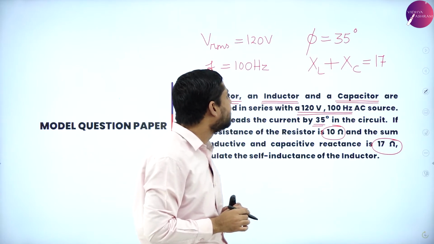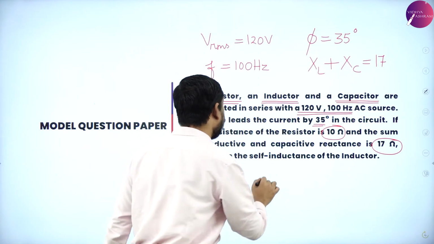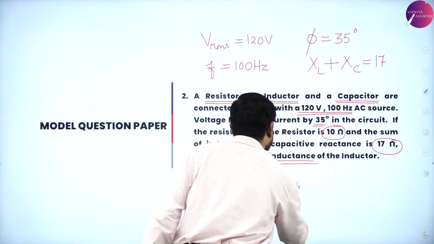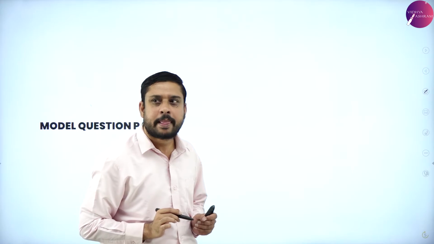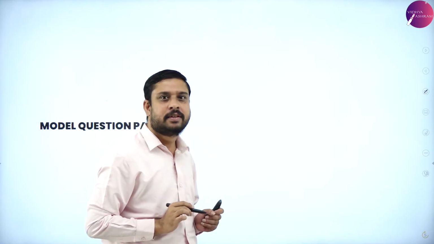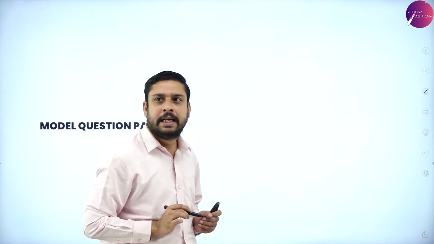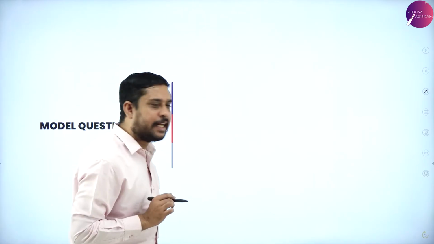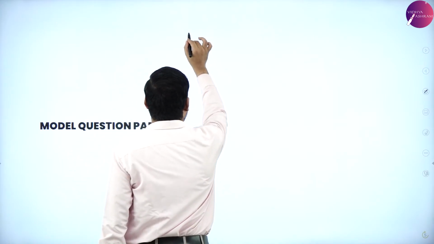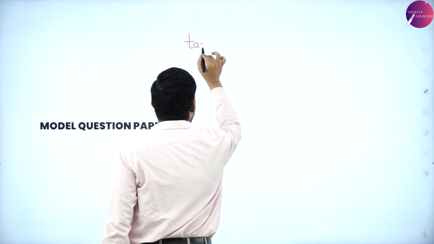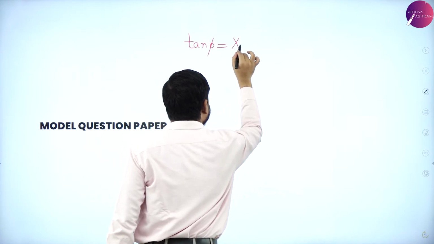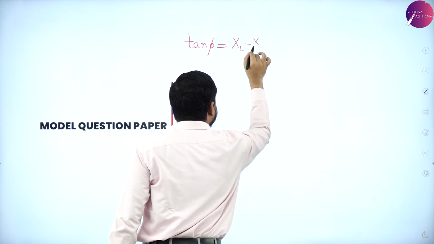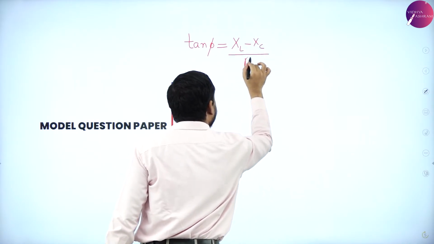With this, students, I have to calculate the self-inductance L of the inductor. To begin with, I know the expression for phase difference where we write tan phi is XL minus XC by R.